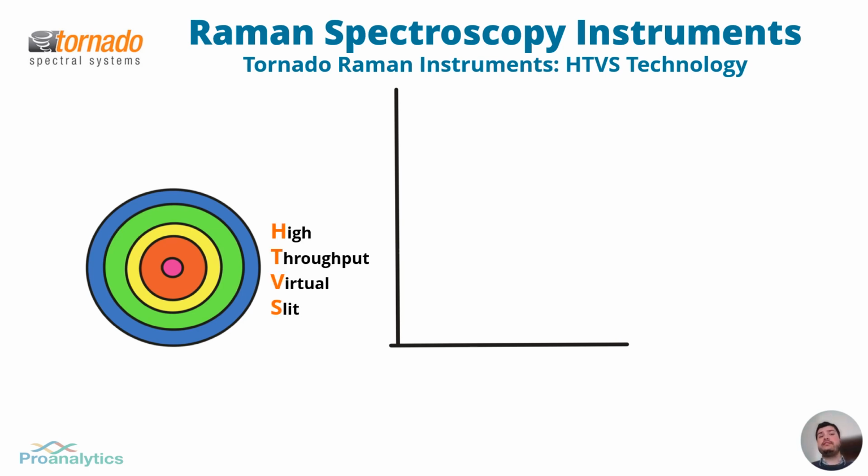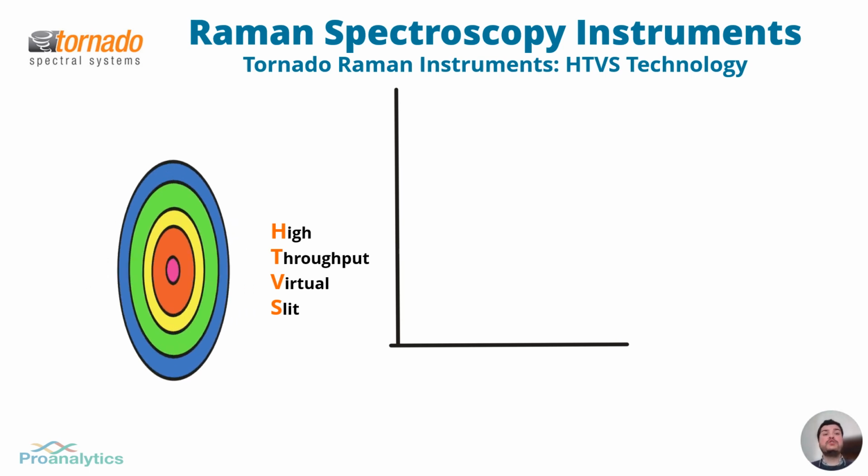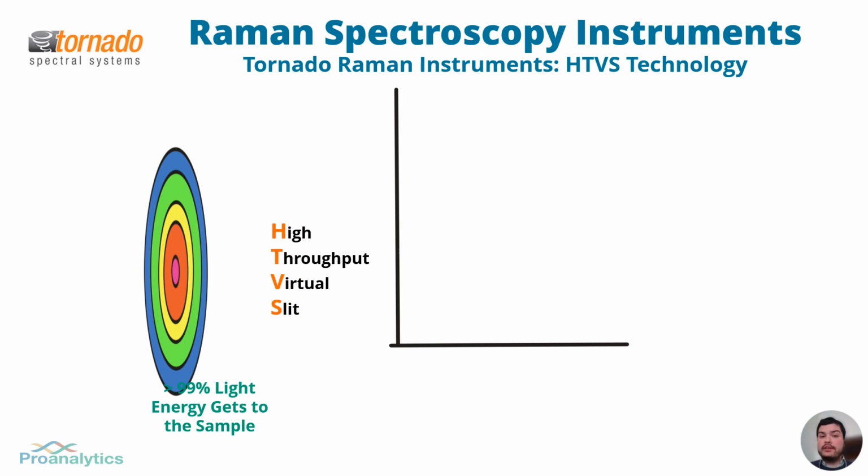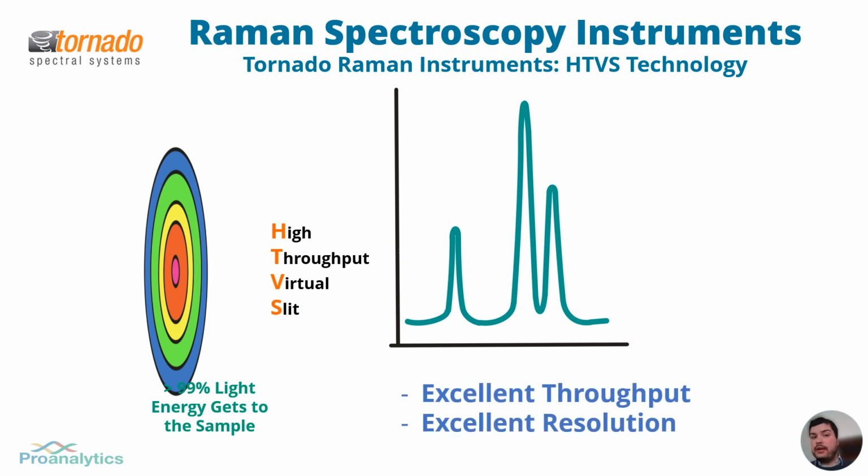Tornado has created HTVS technology, or high throughput virtual slits, which anamorphically reshapes the beam so that 95% of the energy hits the sample. This results in up to 10% faster measurements, better process responsivity, 3 times better measurement quality, better sensitivity for lower detection limits, and good quality and fast measurements with low laser power.